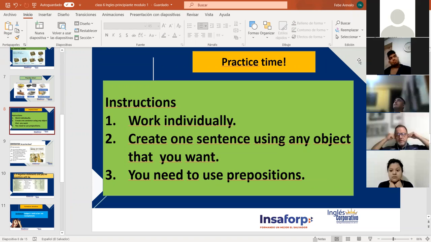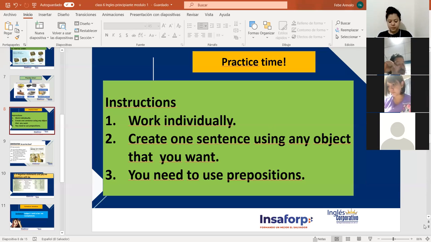Noé, please tell me your sentence. Okay, Miss, my example is my shoes are under the bed. All right, my shoes are under the bed. Lo que dijo, ¿verdad? Yes. All right, excellent. Really good. Thank you. Let's see, Regina.